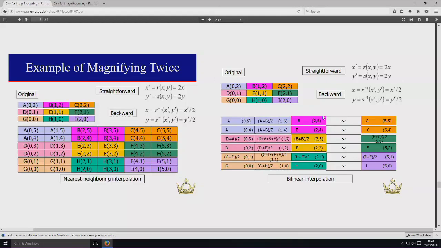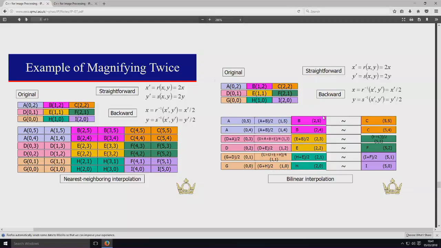Those pixel values, we can fill using interpolation. For this example, we use nearest neighbor. We find the nearest neighbor pixel value and use it, because for every pixel value, we may have to fill three more pixel values. So we just use the nearest neighbor to fill that value. Those values should be the same as that, and those values the same as that, just like this.